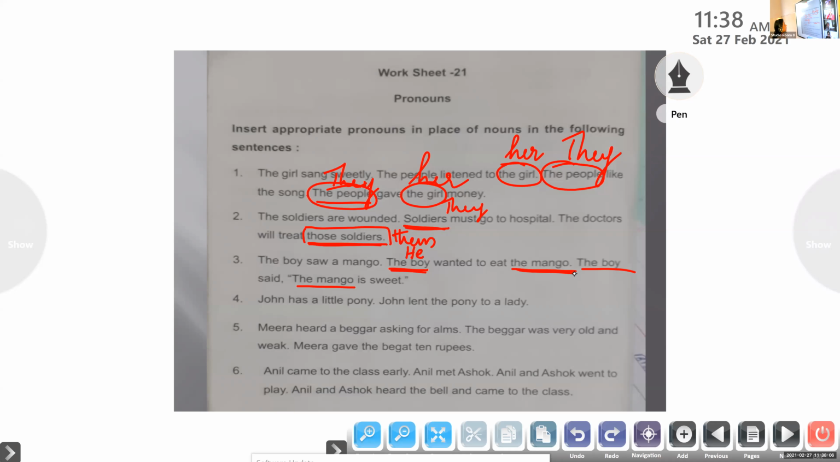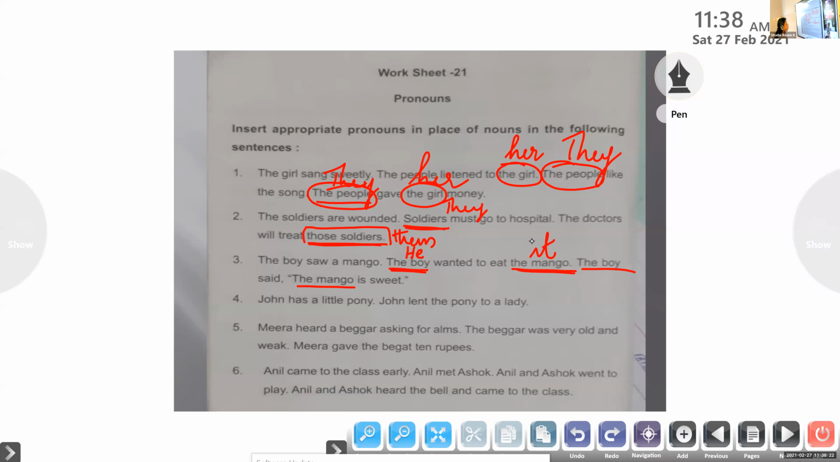Mango is an inanimate thing. Inanimate thing means non-living thing. So what do we use there? Come on, Stenan, say something. For mango, what do we say? Which pronoun do we use? It, that's all. There's not much thinking.